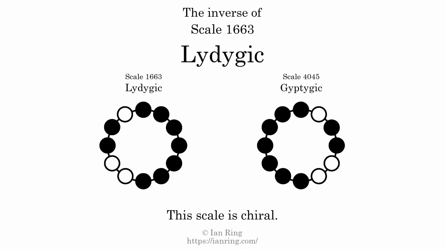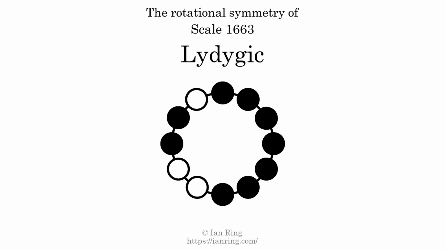The inverse of a scale is a mirror image. It is what you get when the sequence of intervals is reversed. The inverse of this scale is scale 4045, also known as Lydygic. This scale is chiral. It cannot transform into its inverse by rotational transformation. This scale has no rotational symmetry.